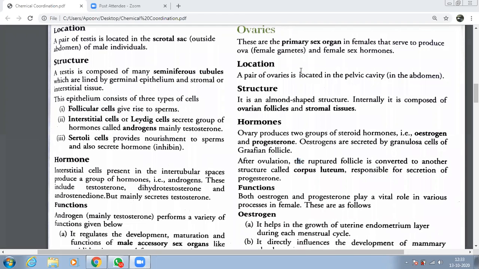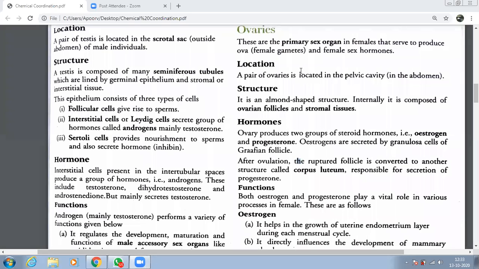Now we move on to two more words, stromal and interstitial tissues. Any idea? Ma'am, they are the connective tissues. Very good, beta. They are connective tissues. It can be in any organ. Stroma cells or stromal tissues are connective tissues. They can be anywhere. Excellent. And what are interstitial tissues? They are also connective tissues. Excellent.